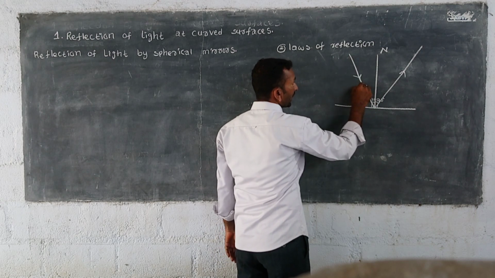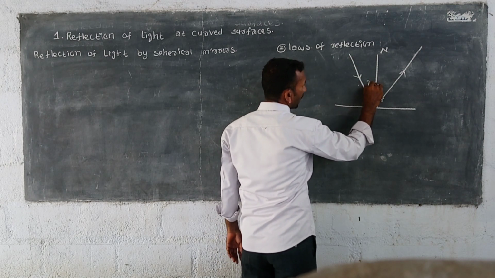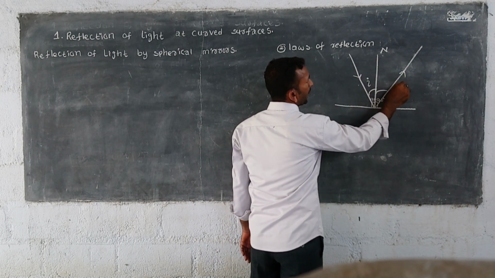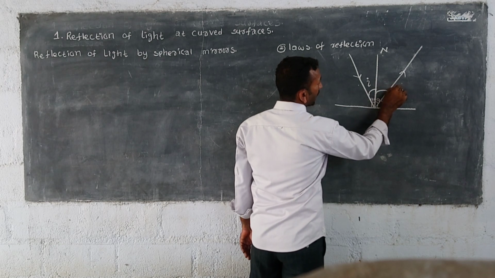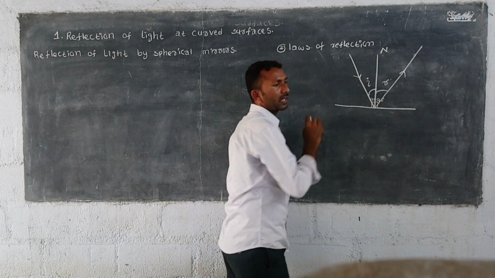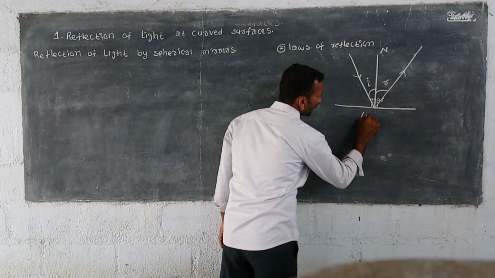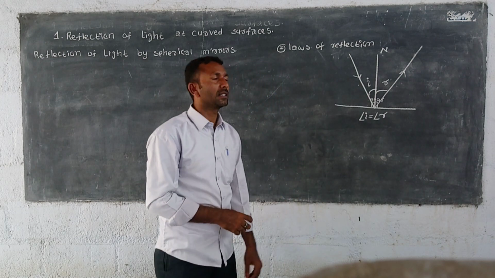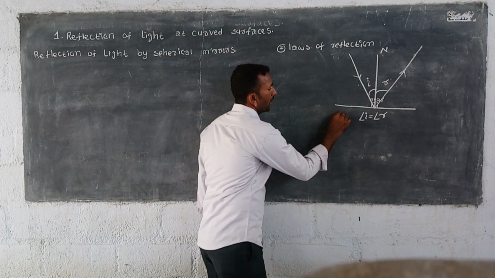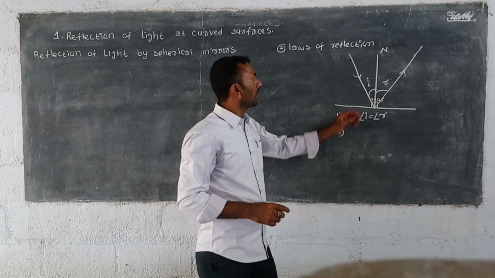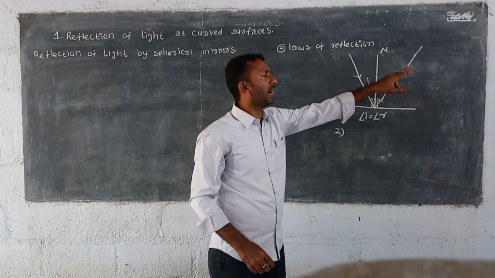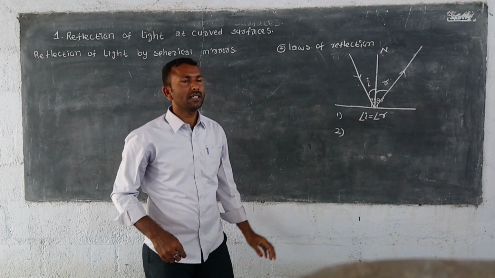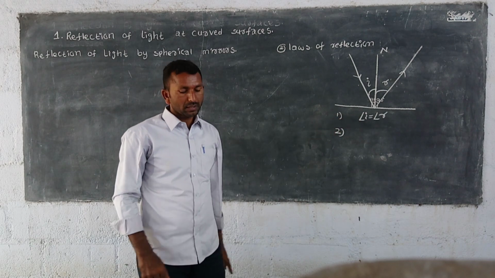The angle between the incident ray and normal line is called the angle of incidence, and the angle made between the normal line and the reflected ray is called the angle of reflection. This is the first law of reflection, that is, angle of incidence i equals angle of reflection r. And the second law of reflection is that the incident ray, normal line and reflected ray, all three lines lie in the same plane. These are the 2 laws of reflection.